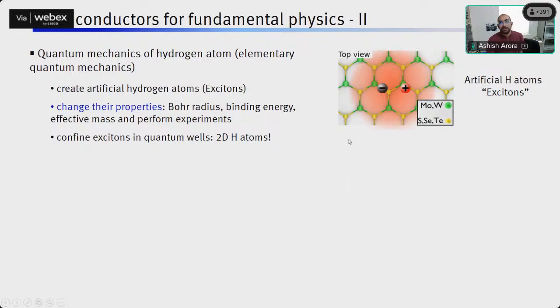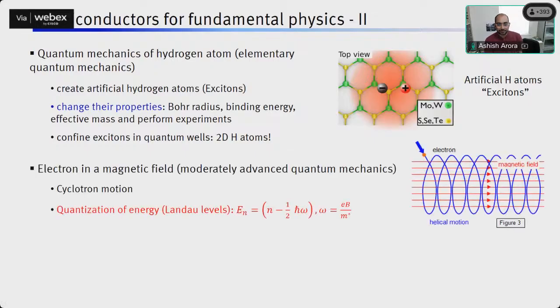Not only that, if we think about a two-dimensional material, here I have given a picture of a two-dimensional material, then this hydrogen atom is actually a two-dimensional hydrogen atom if we create it in this two-dimensional material, which means that now we can study two-dimensional hydrogen atom physics as well, which is otherwise impossible for atomic physicists. They cannot create a two-dimensional hydrogen atom, whereas solid-state physicists can create two-dimensional hydrogen atoms and study their physics.